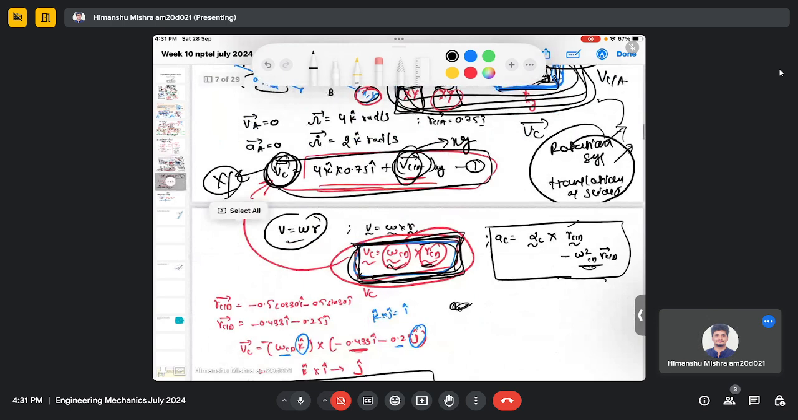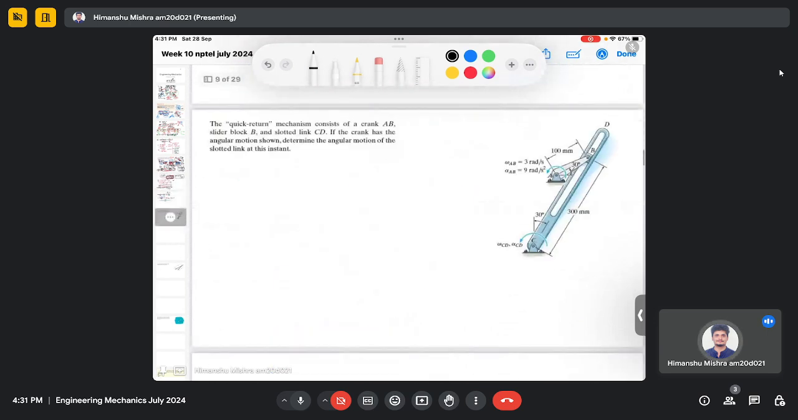So let's move to the next problem. It's a similar problem here. We are given a quick return mechanism consisting of a crank AB, slider block B, and slotted link CD. If the crank has the angular motion shown, determine the angular motion of the slotted link at this instant. So we are given the angular motion of the crank here. The angular velocity is 3 rad per second and the angular acceleration is 9 rad per second squared, and we need to find the angular motion of this slotted link.